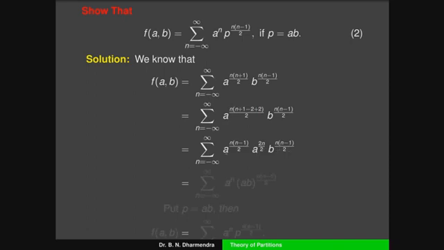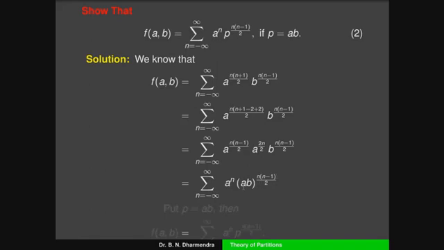So the power of a and the power of b is n into n minus 1 by 2. So you can club the terms, that is ab whole to the power of n into n minus 1 by 2. Here, with that cancel of 2, that is a to the power of n. The next step is equal to summation n running from minus infinity to plus infinity, a to the power of n into ab whole to the power of n into n minus 1 by 2.